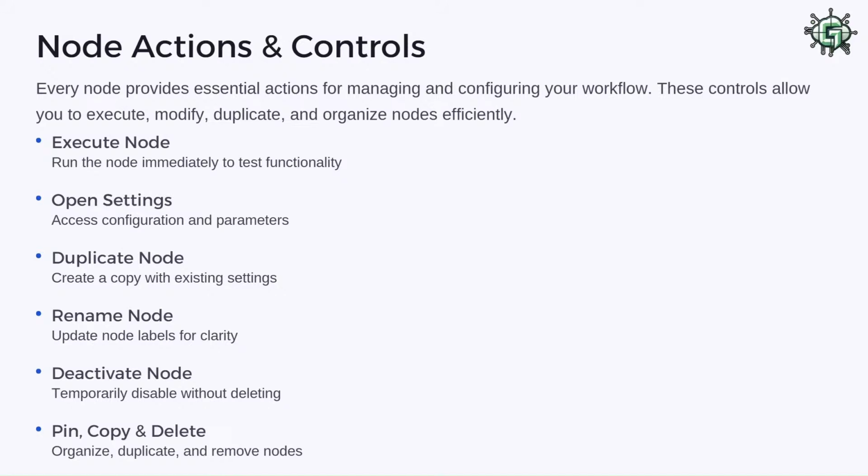Let's see node actions and its controls. Every node has actions and controls to manage it. To run it immediately, we will use execute node. To do some configurations or parameters, we will use open settings. Or if you want to copy or work with some data, like doing a duplicate or a backup, then we will use duplicate node.